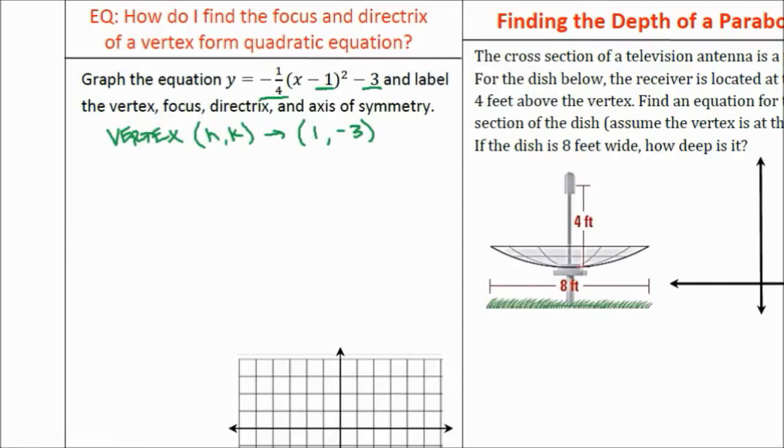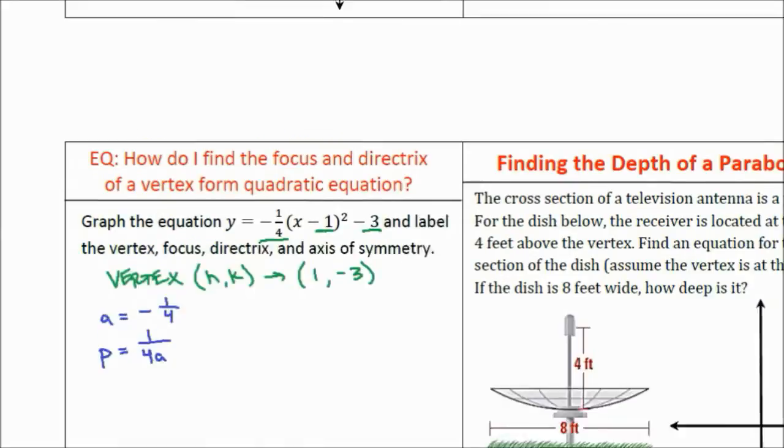Next step is we know the value of a. We're going to have to find the focus and directrix, and to get those two things, we're going to have to find the value of p. So from our quadratic equation, we know that a is equal to -1/4. Well, our p value is found with the equation 1/4a.